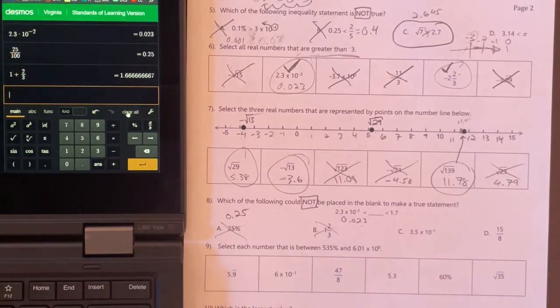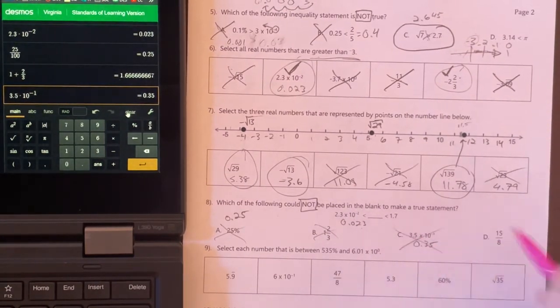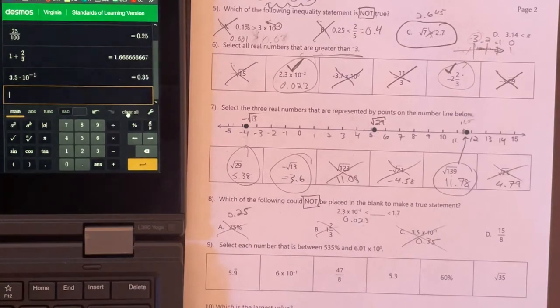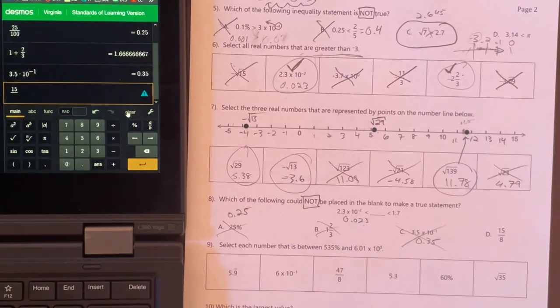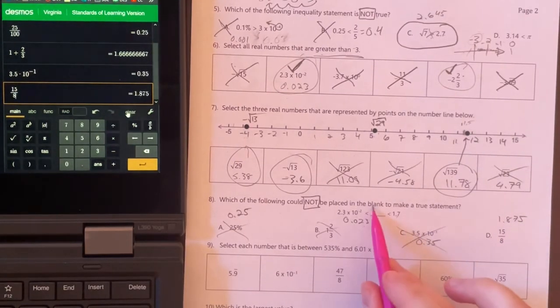What about that 3.5 times 10 to the negative 1 power? That's 0.35, which also would work out. How about this last one? This should be greater than 1.7, which it is. So this is 1.875, which is greater than this, so that's why it could not fit.